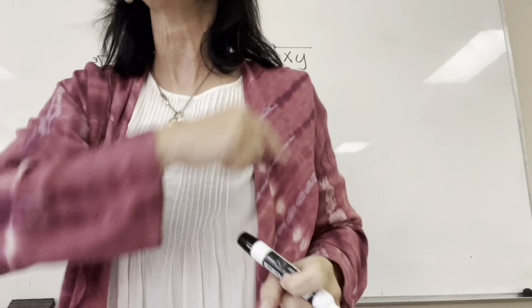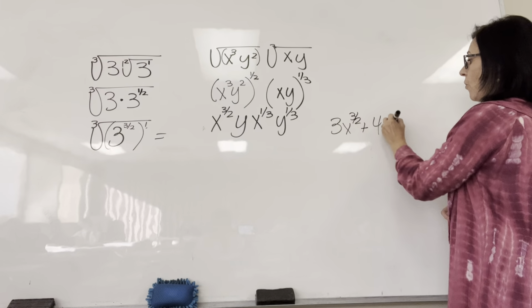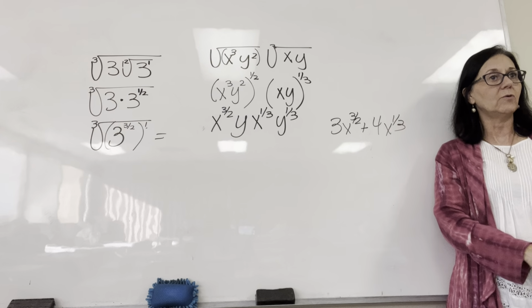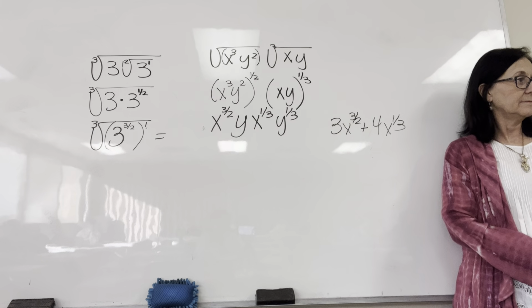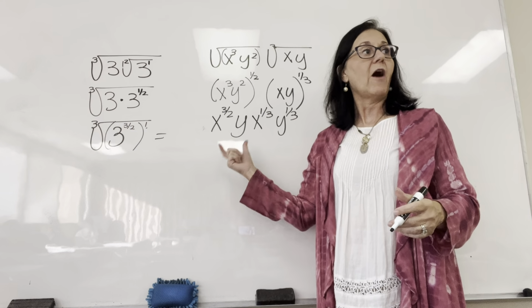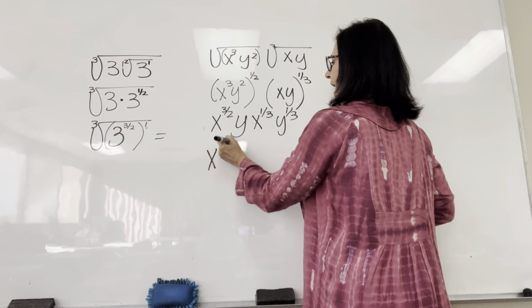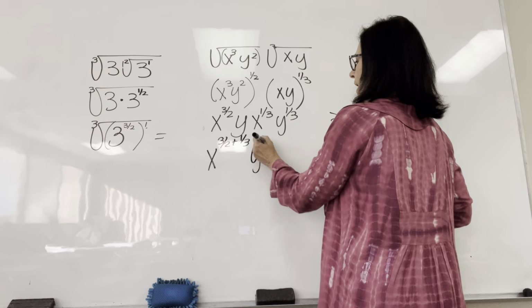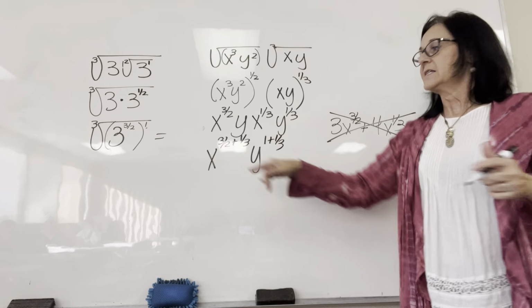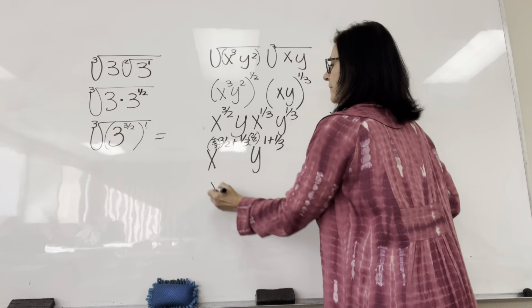Because they are multiplied. Okay, if I had 3x to the 3/2 plus 4x to the 1/3, I cannot combine these. They are not the exact same variable raised to the exact same exponent. And they're added. But when they're multiplied, we follow the rules of exponents. So this is x to the 3/2 plus 1/3, and this is y to the 1 plus 1/3. I want a common denominator. What's going to be my common denominator? 6. So I'm going to multiply this by 3 over 3, and this by 2 over 2.